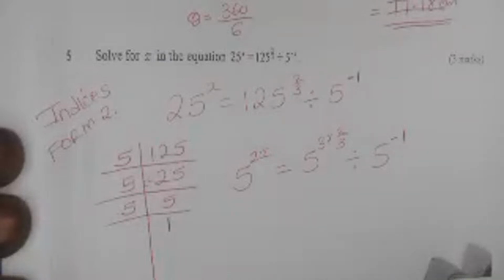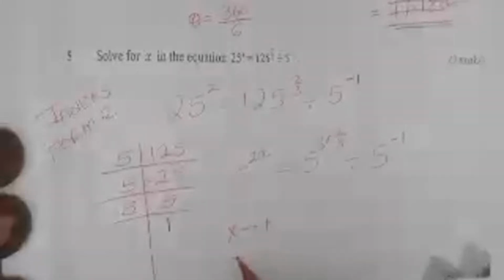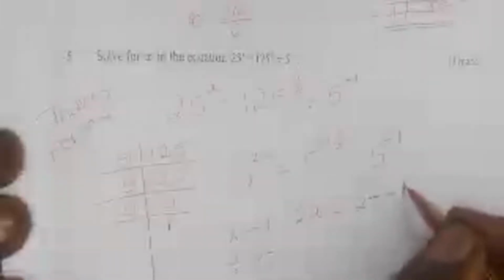So for that, since the bases are the same, we can drop them. To drop means to cancel out all of them, but remember to use the rule of the sign of indices, where if you have multiplication, it turns to addition, and division turns to subtraction. Therefore, we'll have 2x is equal to 3. Division becomes subtraction. Then we have minus 1 here, minus 1.